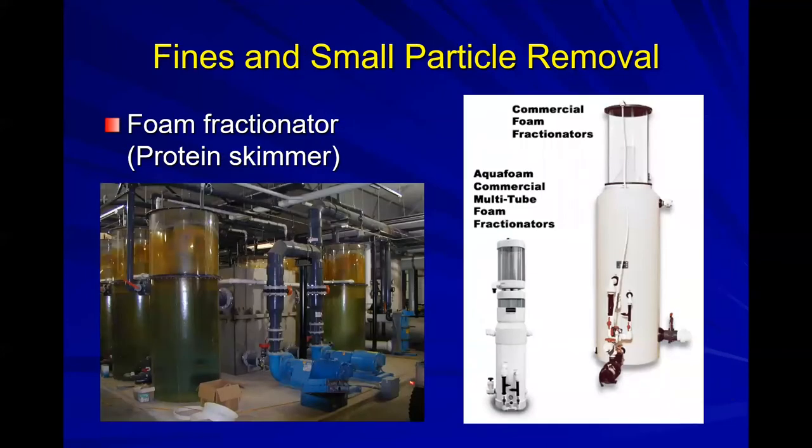So those are the ones that I just showed you that remove the big particles. Then within a system, you get these fines that are real small that those filter components don't take out. This is a protein skimmer or a foam fractionator. What it does is it uses microfine air bubbles within this tube, and it's down here, and it's raising it up. And basically, the little air bubble is attached to these tiny particles and takes them to the surface, and then it's skimmed out. And you get this delicious looking dark green stuff that discharges out, and you get it collected.